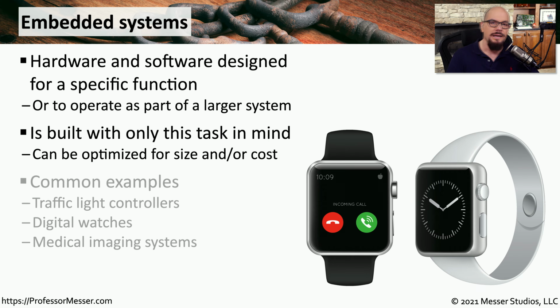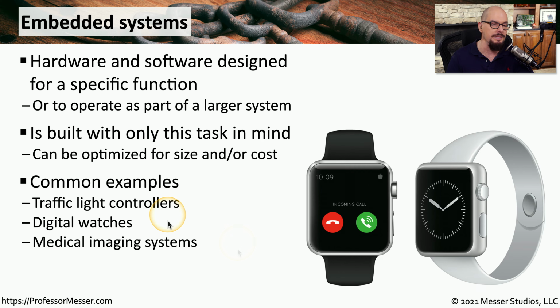Very often, they're created with special hardware that fits into particular sizes, or it may be created to fit a particular cost. Some common examples of embedded systems might be the traffic light controllers that control the red, green, and yellow lights on the highway. It might be the digital watch that you're wearing. That's a very specific embedded system. Or maybe something like a medical imaging system, which is created to perform a very specific medical function and does not have any capabilities outside of that scope.